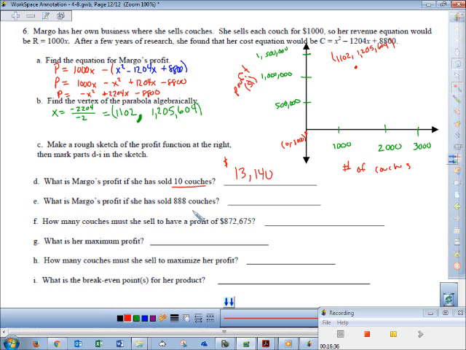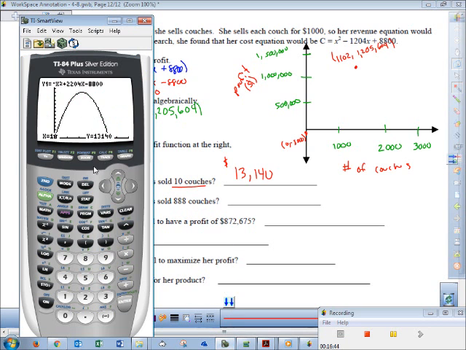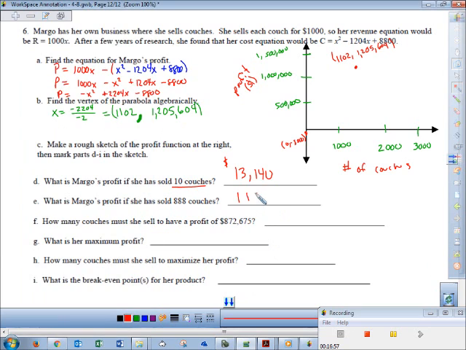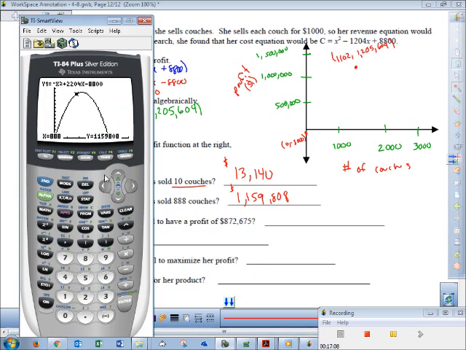What is Margot's profit if she sold 888 couches? So trace 888. And that's a nice big number. 159,808. How many couches must she sell to have a profit of this much? This is a profit, so that's a y value. So you go to y equals and you graph that guy as the second equation, 872,675, and then you go back and graph it.